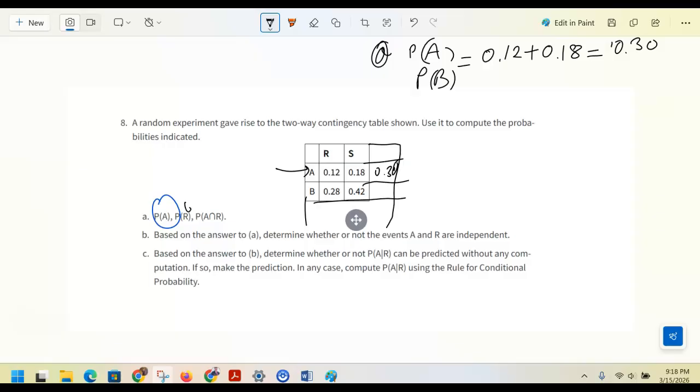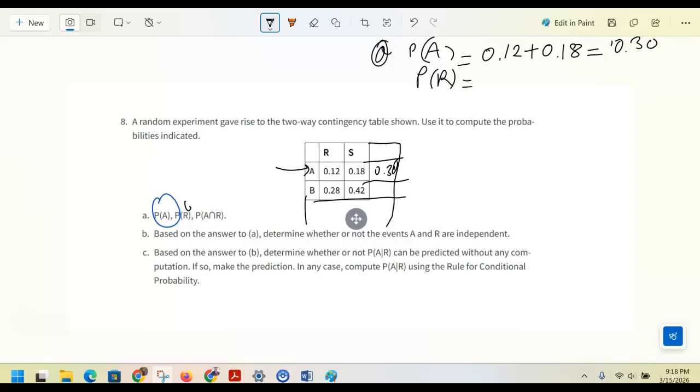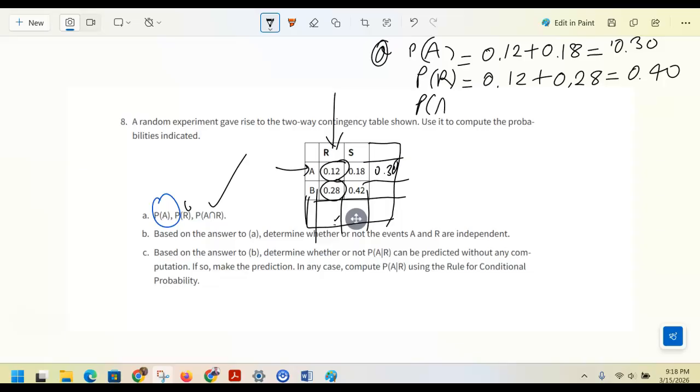Now what is the probability of R? The probability of R will be, you'll have to add this way. That means this total here. So this is what we have to fill up here. So R will be this 0.12 plus this 0.28, and you get 0.40.